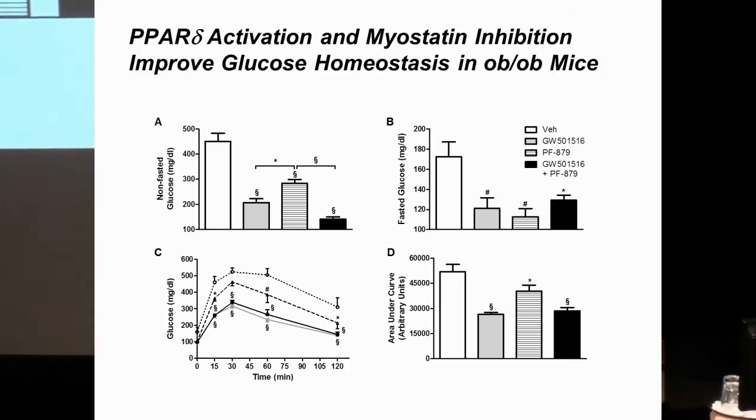Fasting glucose levels in all treated mice were below 126 milligrams per deciliter, which we typically use as an indicator of insulin resistance. And then in terms of glucose response to a bolus of glucose, this is a glucose tolerance test here. You can see that the PPAR delta treated mice responded the best, but the myostatin antibody treated mice also had a significant improvement in glucose tolerance.